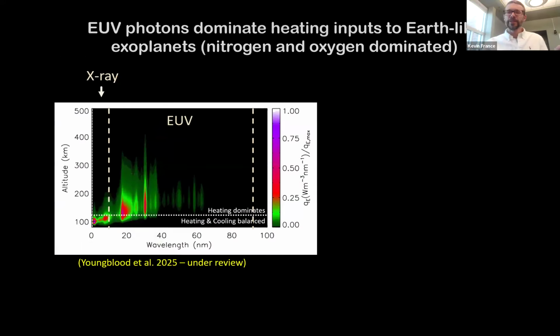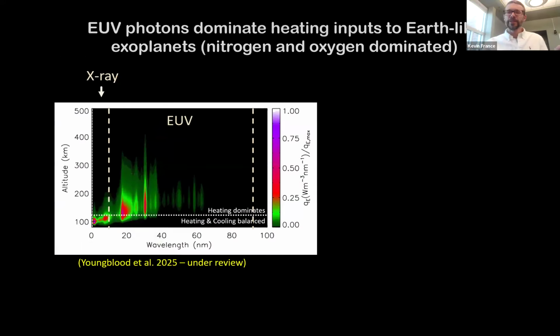So I wanted to stop and actually talk about how XUV is also not just a monolithic thing, and X-rays and EUV play distinct roles. This plot is a plot of the photoelectron production rate normalized to the peak, shown as a function of wavelength and altitude in a representative Earth-like planet's atmosphere. So you see the X-rays down there on the short wavelength end, and primarily they deposit the majority of their photoelectron energy below about 100 kilometers. Whereas the EUV deposits most of its energy higher up in the atmosphere.